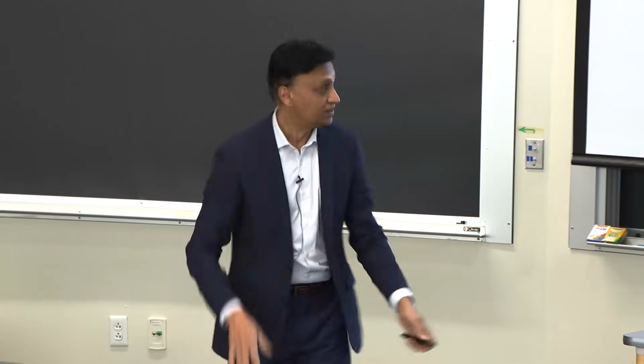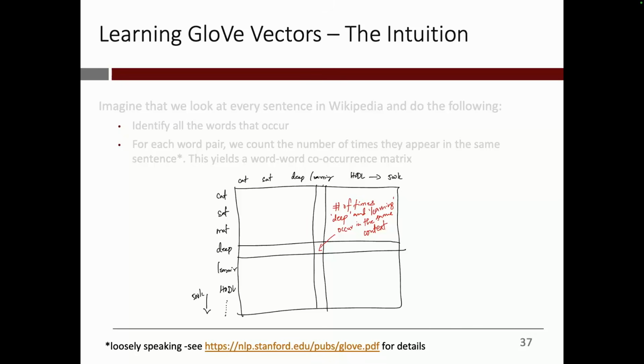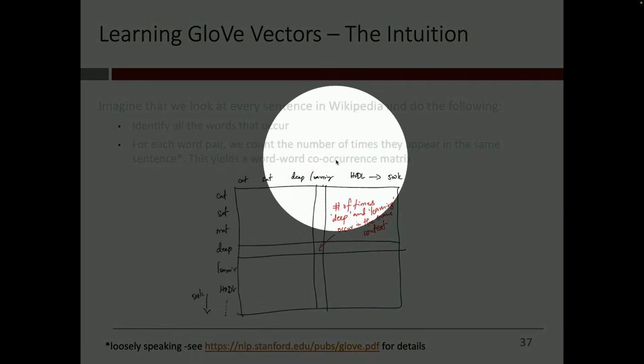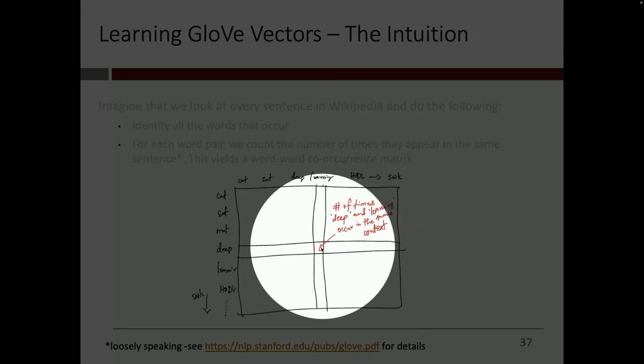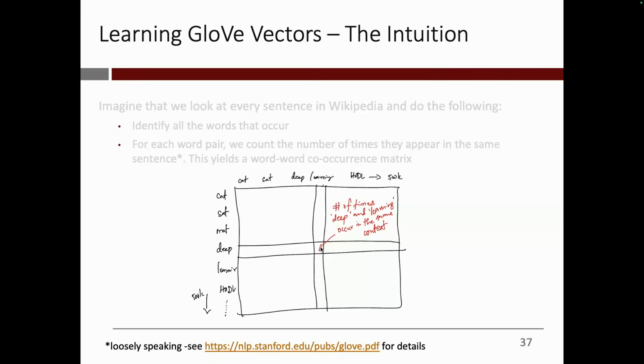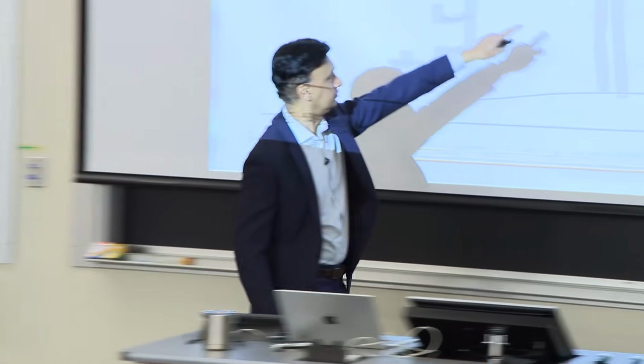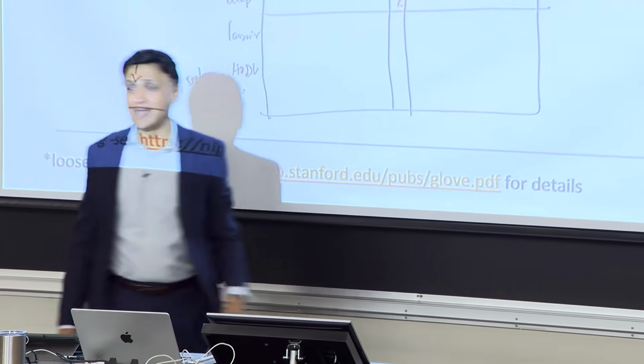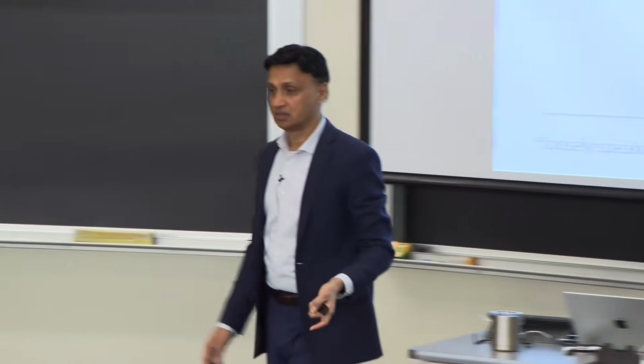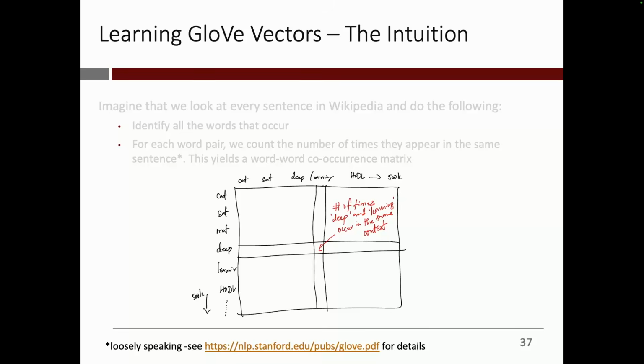That's it. So for instance, if you look at deep and learning, right? The word deep and the word learning. Maybe those two words occurred in the same sentence maybe 3,025 times. 3,025 sentences across all of Wikipedia. You put 3,025 right in that cell. Okay? Many words are unlikely to appear in the same sentence, so much of this matrix is going to be 0. But we fundamentally form this co-occurrence matrix.